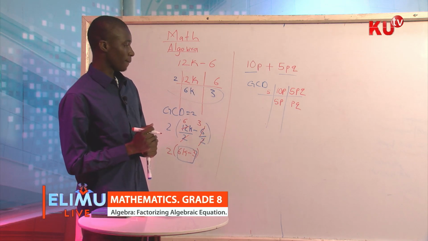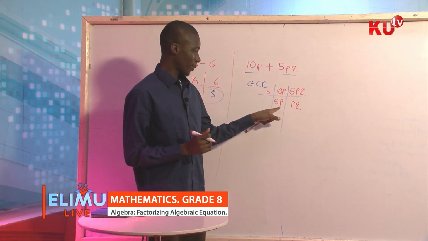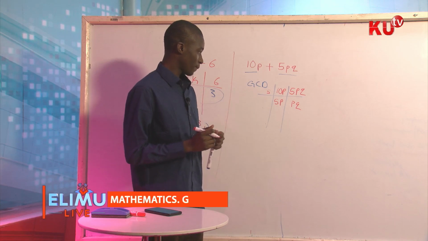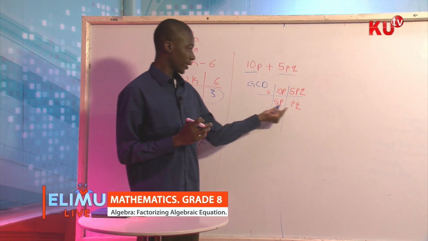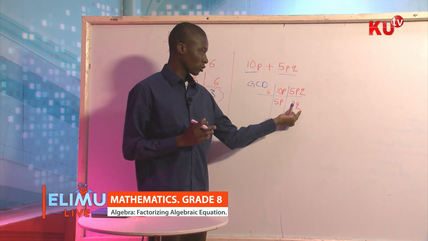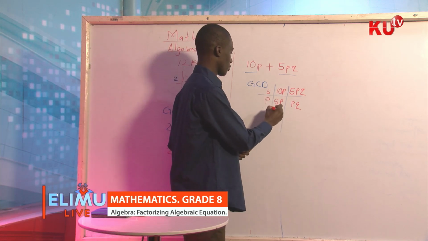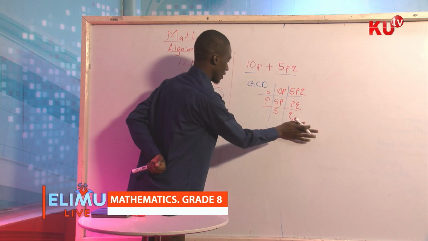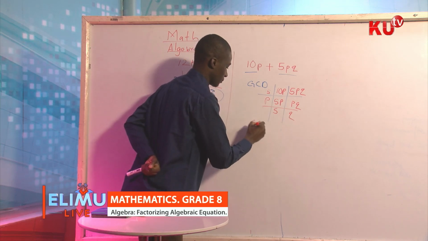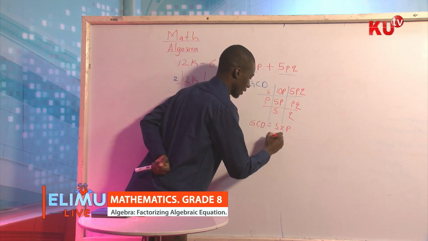Now, once we are done with the numerical part, we are supposed to move to the other part, the part with the unknowns, and look at whether there is any letter that can be used to divide both parts. We can see that there's a P appearing on the first term, and another P appearing on the second term. So it indicates that we can make use of P. P can divide this part, and also P can divide this part. If I divide this part by P, I obtain this 5 and this Q. And in this case, my GCD will be the product of 5 and P to give me 5P.